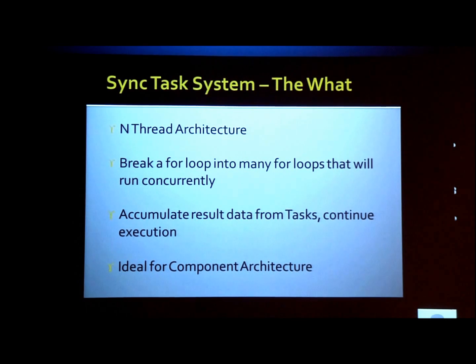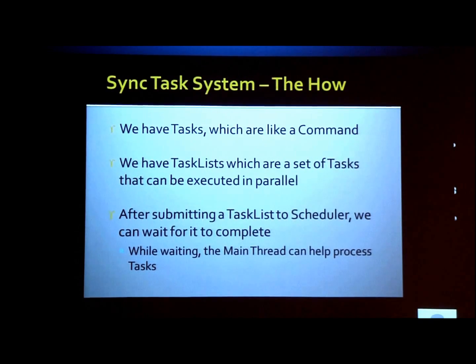The idea here is that things stay pretty synchronous. You take a logic for loop, break it into a bunch of for loops, accumulate the results of all the tasks, and continue execution as your synchronous system would. And this is such an easy piecemeal thing to put into a component architecture. So I can see a lot of people trying to do this to speed up some part of physics or graphics really quick. Though graphics is a pain in the butt, because like we said before, DirectX 11 is really the only graphics API that allows you to do multi-threaded rendering, and maybe the newest version of OpenGL.